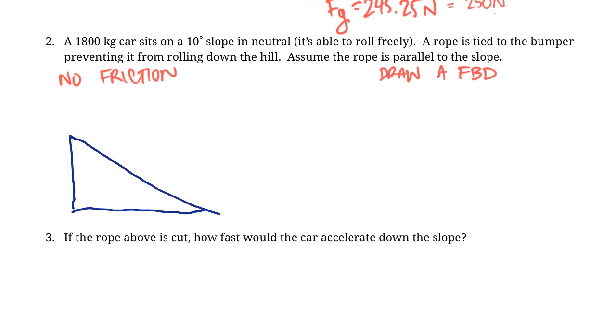Here's our car. I'm actually just going to draw a box, just to make it simpler. If you want to draw a car, draw a car. But basically, there is a rope holding this car. So it's basically pulling it up with a force, and we can call that force tension. And that's holding the box, or the car, from rolling down the hill.